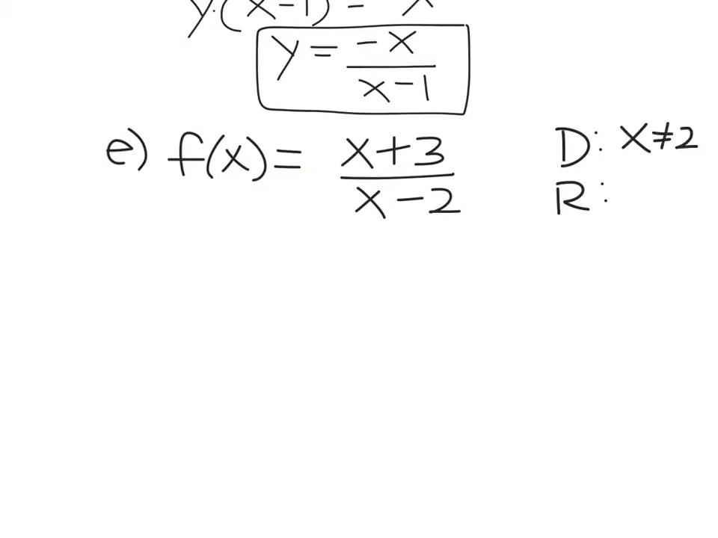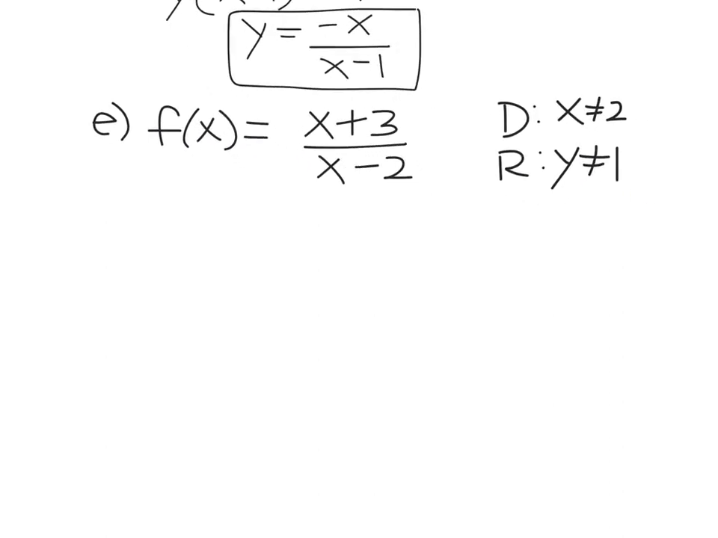And then the range would be a little tougher to see, but you could graph it. There's a horizontal asymptote at 1. So y is not 1. Okay? Yeah, just believe me. It is. I figured it out. Okay. I believe you. All right, so let's do it.